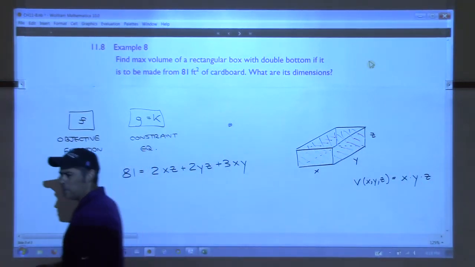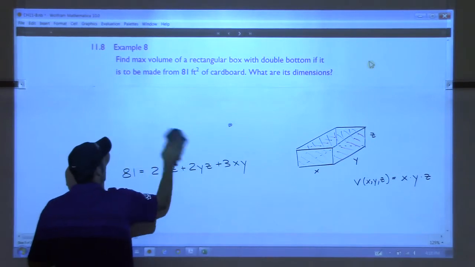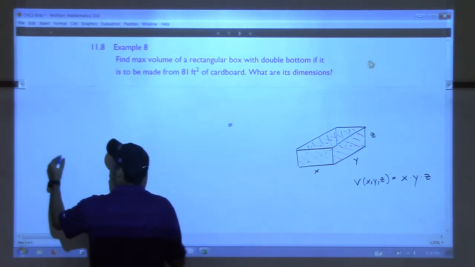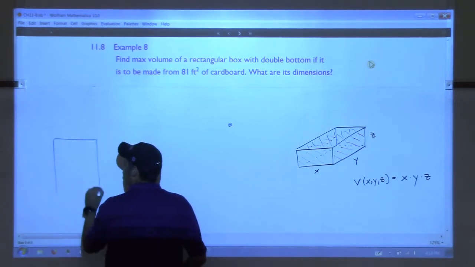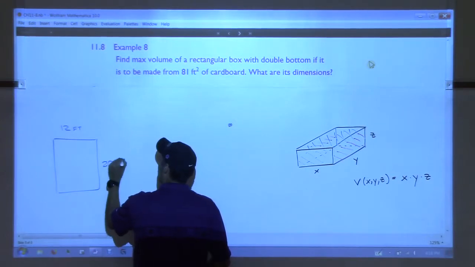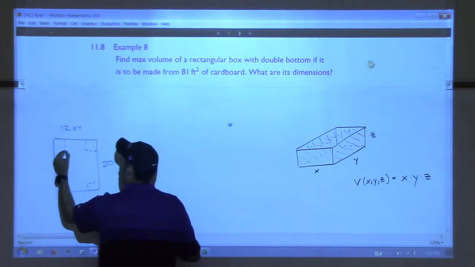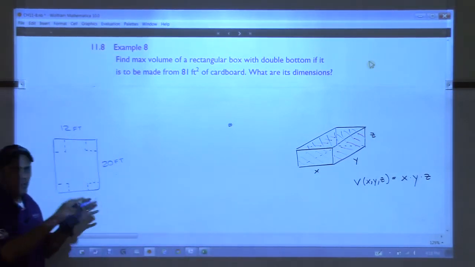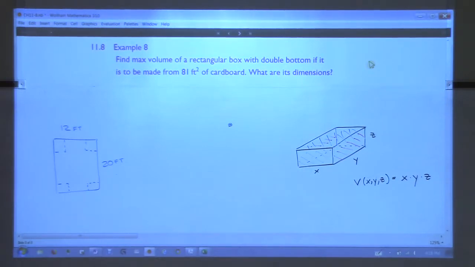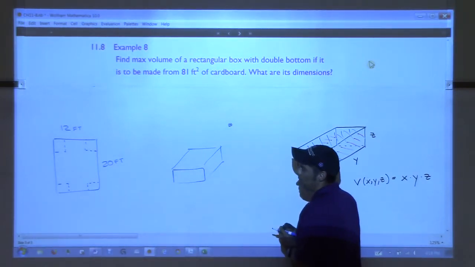Does this problem look somewhat familiar to you? No? Cal 1? There's a classic problem in Cal 1 where you're given a piece of cardboard, let's say 12 feet by 20 feet. You're supposed to cut the corners out, fold up the sides, and see how you can make the maximum volume of this. So you imagine cutting this, folding up the sides, and creating this shape right here.